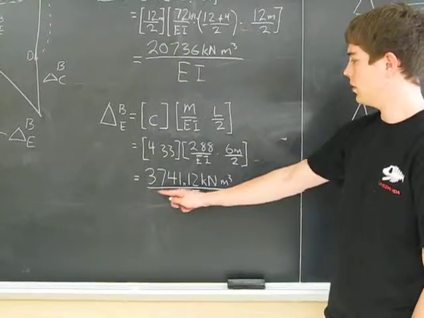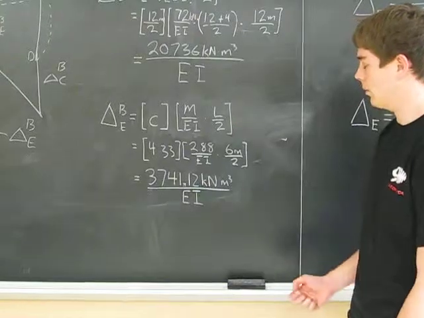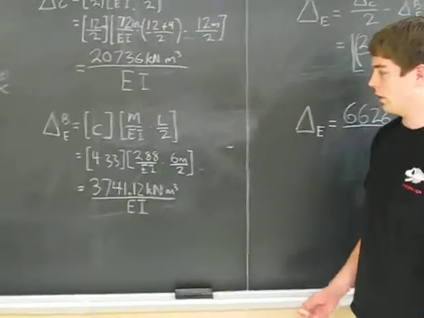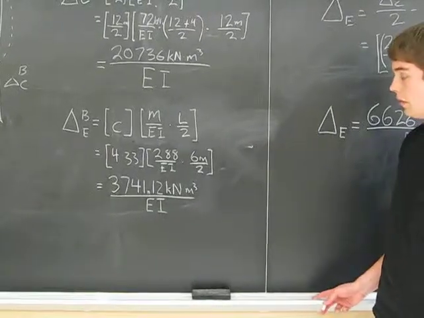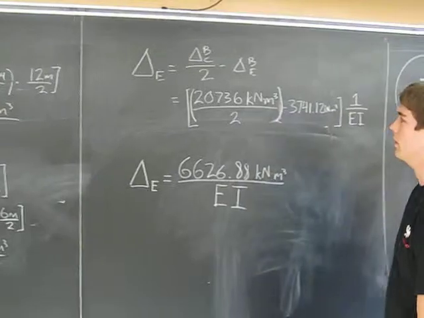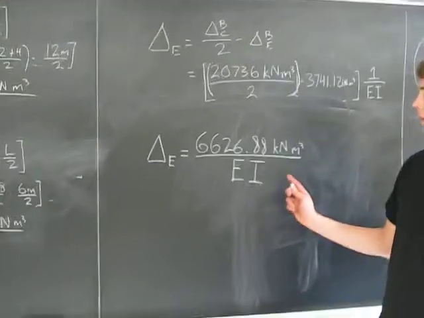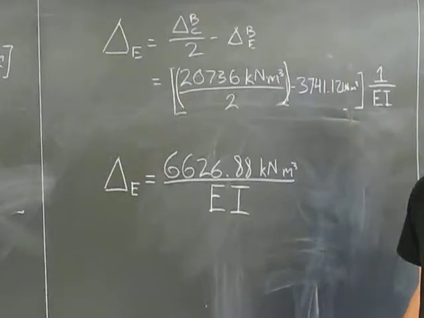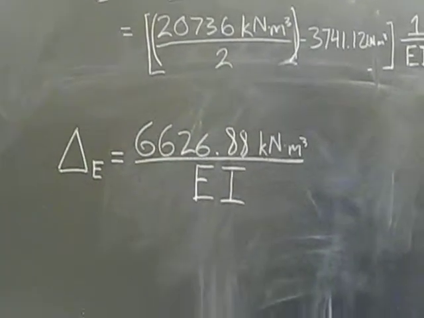That gives you 3,741.12 kilonewton meters cubed over EI. And then plugging into the equation that Brian described before, we get a final answer of 6,626.88 kilonewton meters cubed over EI for the final deflection.